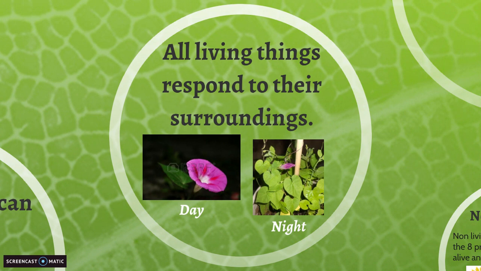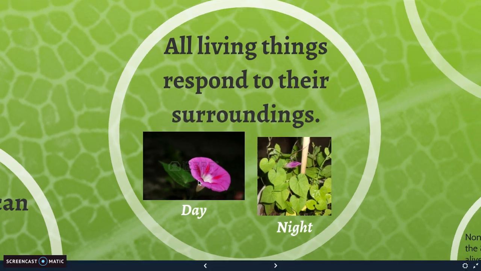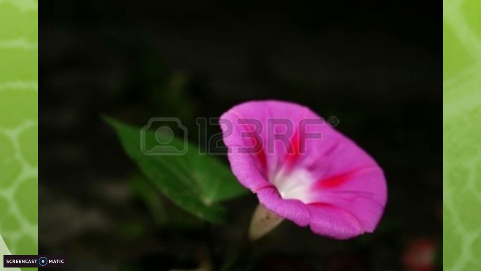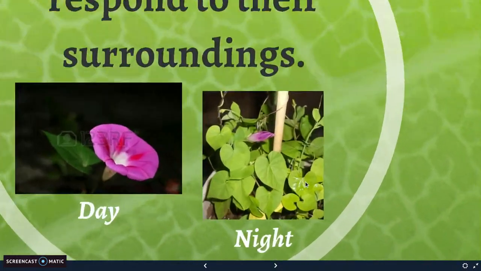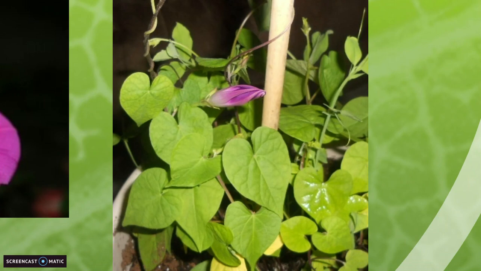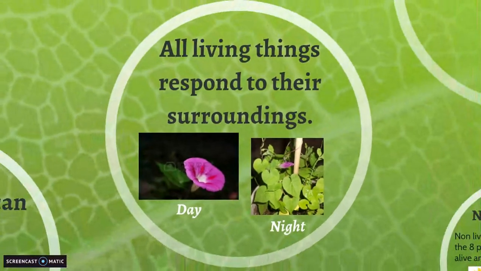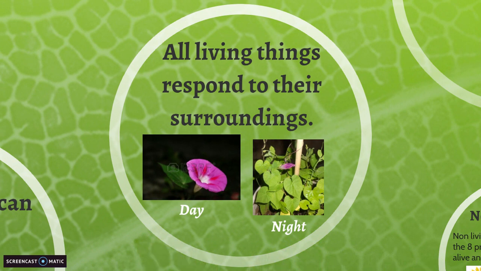All living things respond to their surroundings or their environments. In this picture, we have a flower during the daytime and the petals are open. And in this photo, we have the same type of flower at night, and it's actually closed because it is not looking for that sunlight. We respond to our surroundings by catching a ball that's thrown at us. We're using our reflexes. Or when we touch a hot stove, our hand instantly pulls back because we know that we would get burned. So it's our body responding to those types of things.